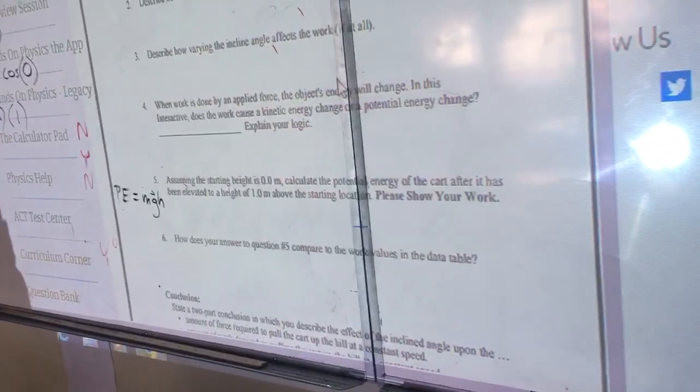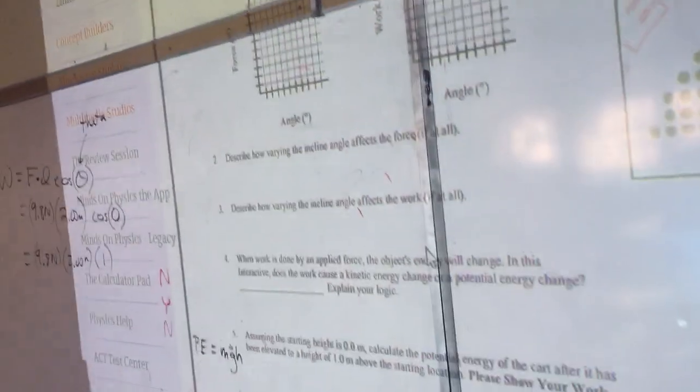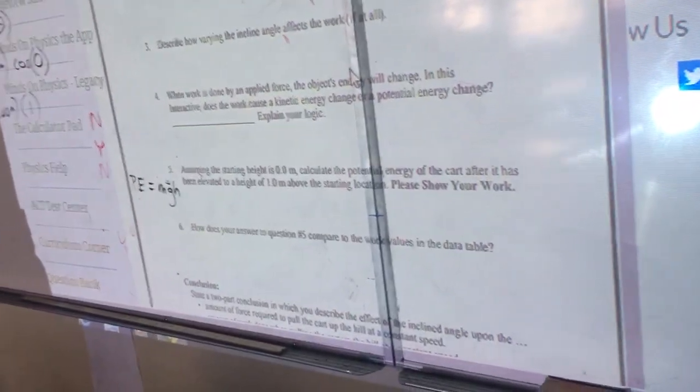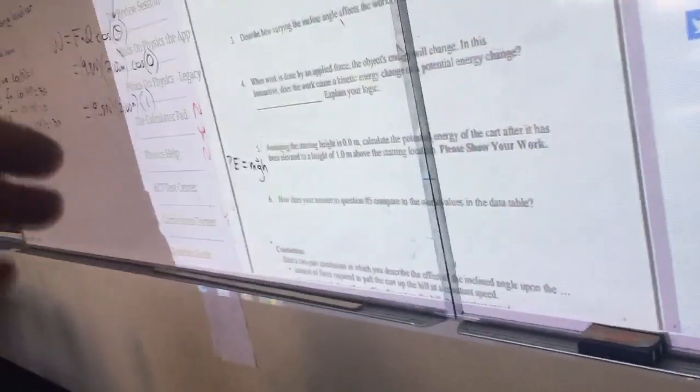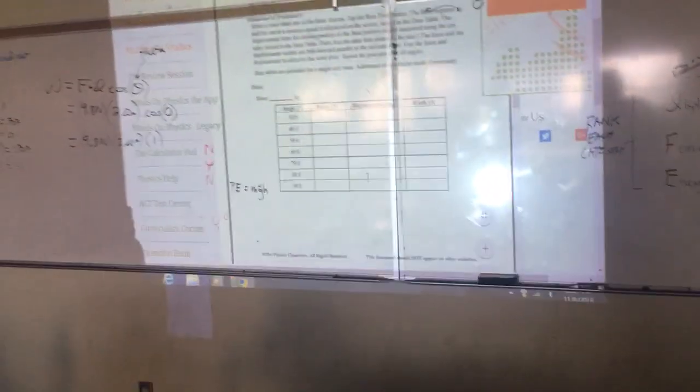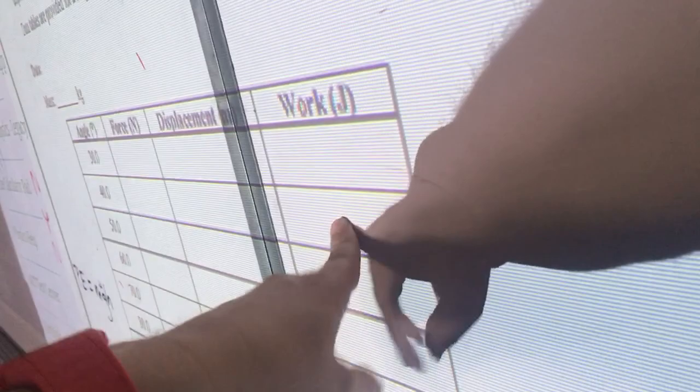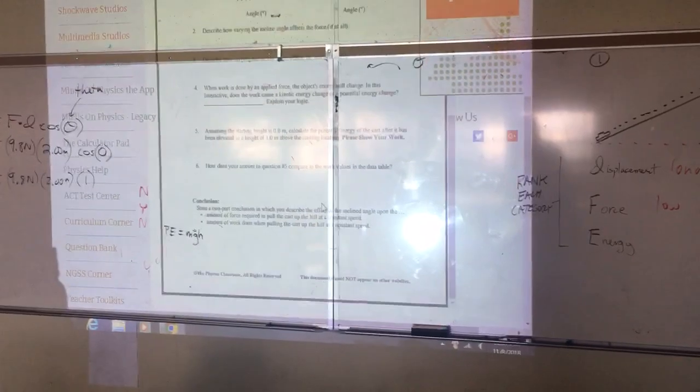Let's see, what else? How does your answer to question number 5 compare to the work values in the data table? So the data table was all the way back up there, the data that we collected. So think about that. Does this energy change somehow relate to the work that we calculated here? Remember all these. This one was 19.6, 19.782, 19.65, and you calculated the rest. So think about how that relates for the 2 kilogram and the 4 kilogram chart.